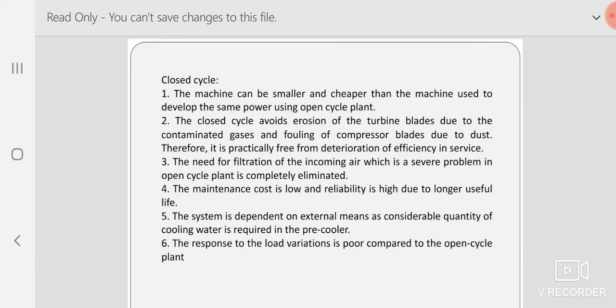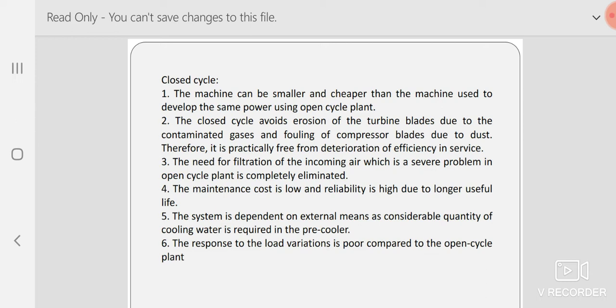And fouling of compressor blades due to dust. But in case of closed cycle gas turbine, there is no connection of the gas inside with the outside environment. So the same gas is recirculated again and again, so it is dust free. It is impurity free, water vapor free, and all these things, it reduces the erosion due to rusting or other damage to the turbine blade. Erosion is reduced drastically in case of closed cycle gas turbine.